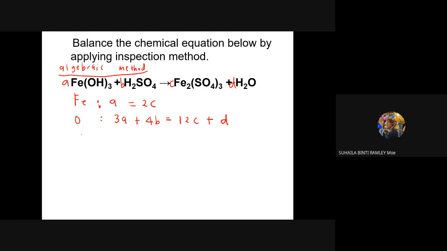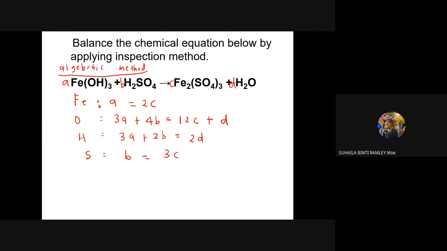Okay, D oxygen. After that, hydrogen. Hydrogen, 3A plus 2B, plus D equals to 2D. Then sulfur. Confirm. B. Okay, equals 3C.